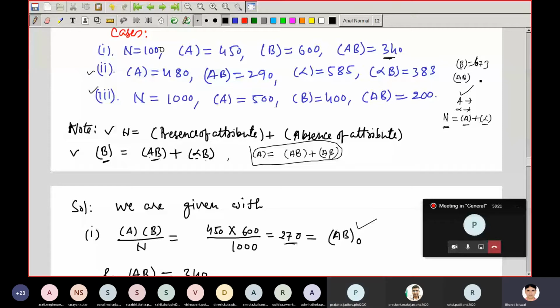673. So then this will convert. How much is AB? AB is 290. What about (A)(B)/N? 303. So what happened then? It is not positive, it will be negative. Okay, so let us see the answer. Please justify the result. So here the value of AB is less than the value of (A)(B)/N. When such a relation occurs, then we say that A and B are negatively associated. Clear?